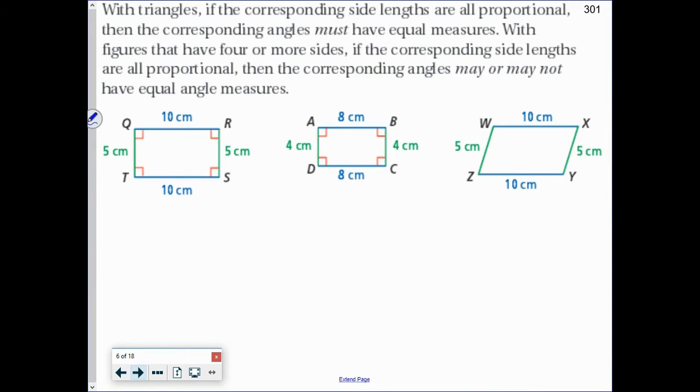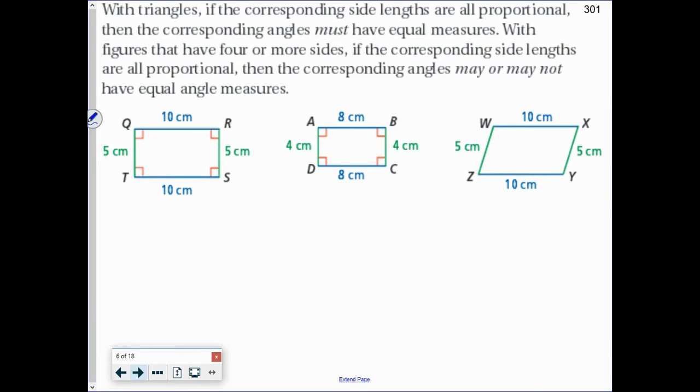Take a look at this. It says, with triangles, if the corresponding lengths are proportional, then the corresponding angles must have equal measurements. So the reverse is actually true as well. If the corresponding angles have equal measures, then the corresponding sides are proportional.